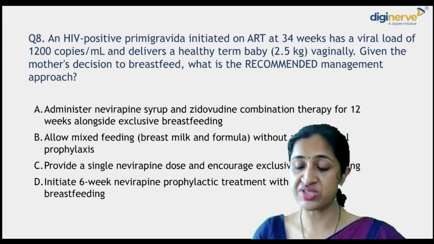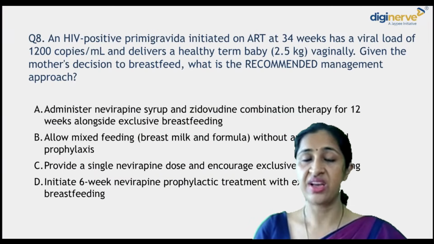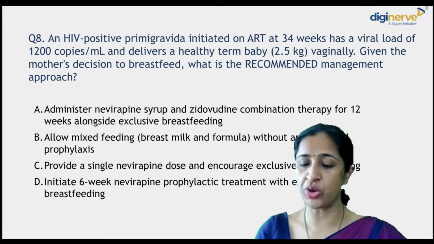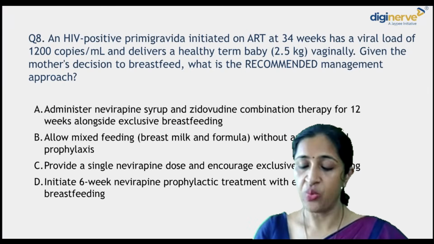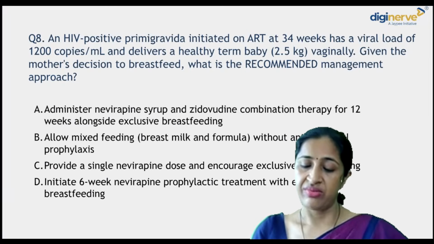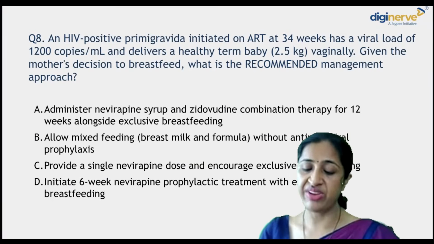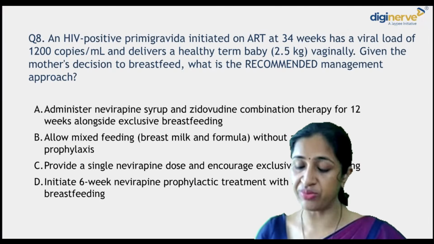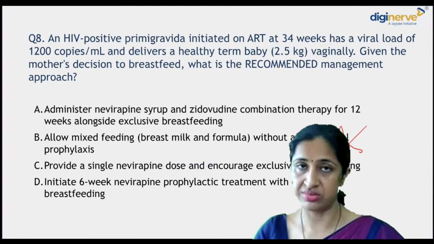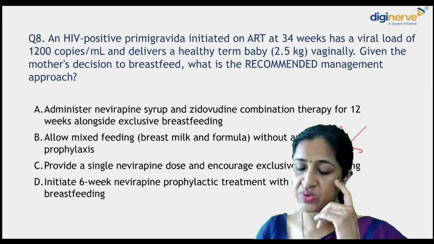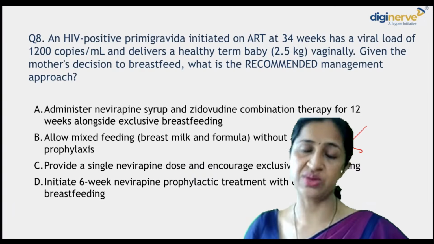An HIV positive primigravida was initiated on ART late, at 34 weeks. Viral load 1200 copies per ml. Healthy term baby delivered vaginally. She has decided to breastfeed. What is the recommended approach? Will we give nevirapine zidovudine for 12 weeks along with exclusive feeding? Will we allow mixed feeding, breast milk plus formula, without HIV prophylaxis? Obviously, you all know that is wrong. Provide a single nevirapine dose and encourage breastfeeding? Or initiate 6-week nevirapine prophylaxis with exclusive feeding?